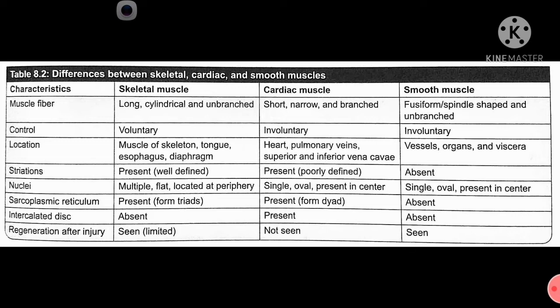I am Rajdeep Acharya and today I am going to teach you the differences between skeletal muscle, cardiac muscle and smooth muscle.